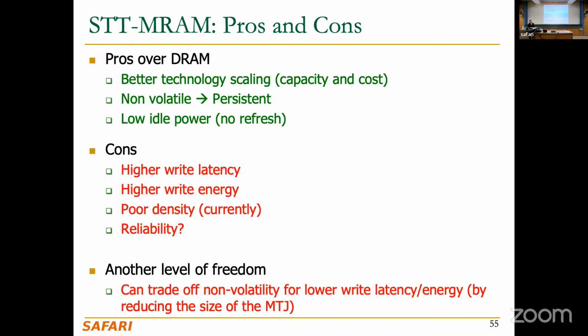Here is the summary of the pros and cons compared to DRAM. The advantages are similar to PCM: better technology scaling, non-volatility, and low idle power compared to DRAM. The downsides are also similar: higher write latency, higher write energy, and poor density. This is one difference compared to PCM, since PCM has a higher density compared to DRAM, but STT memory currently has poor density. There are also some reliability issues.